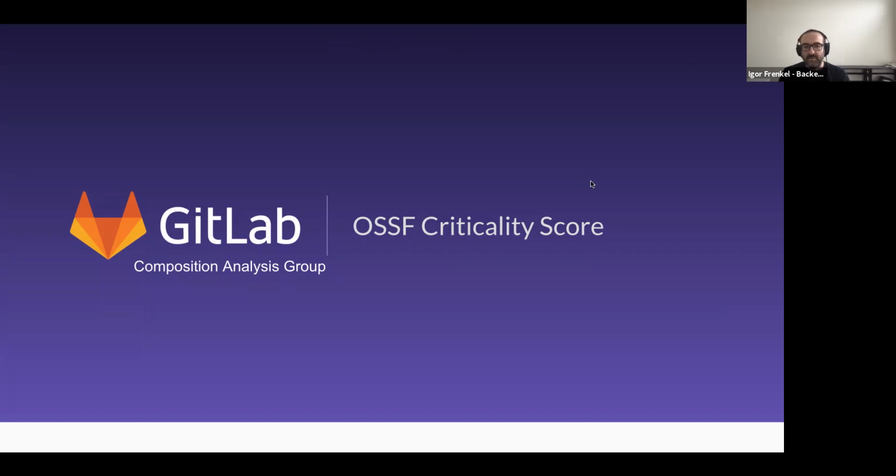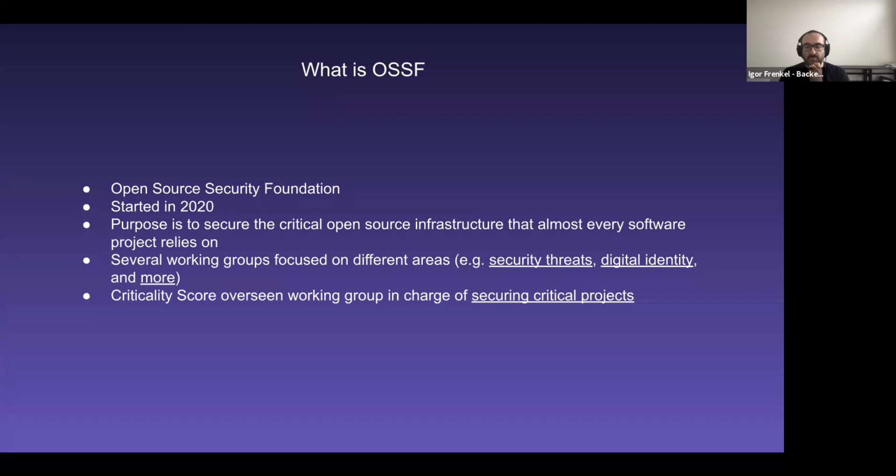Okay, so I'm going to talk about the Open Source Security Foundation criticality score project. First I'll get into OSSF a little bit. It's a fairly new thing. It started in 2020. It's a collaboration between a bunch of really big tech companies like Google, Microsoft, and others, and the Linux Foundation.